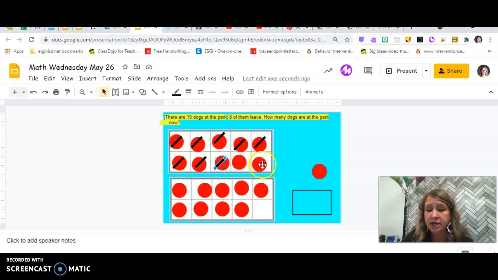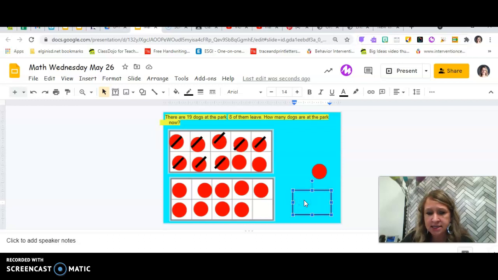Let's count how many dogs are left. 1, 2, 3, 4, 5, 6, 7, 8, 9, 10, 11. There are 11 dogs left at the park because there were 19 and 8 of them left. So I'm going to put 11 in my answer box. Can you see it? Yeah. Okay.